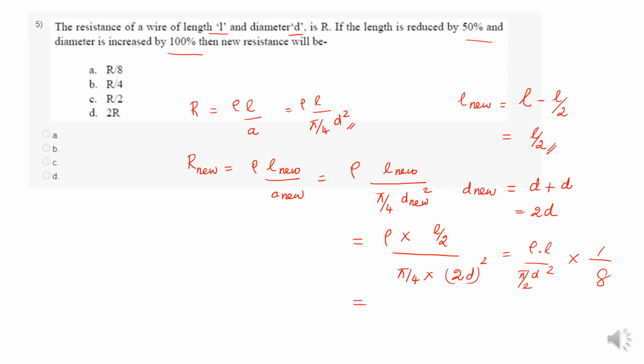So what is the answer now? Here the value is R, equal to R. So R divided by 8 is the correct answer. Option A is the correct answer.